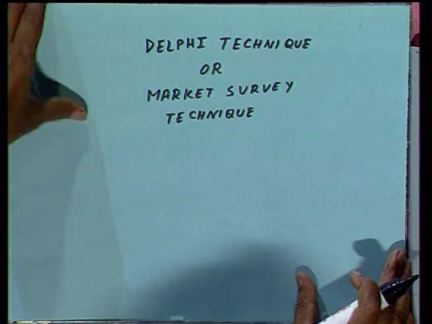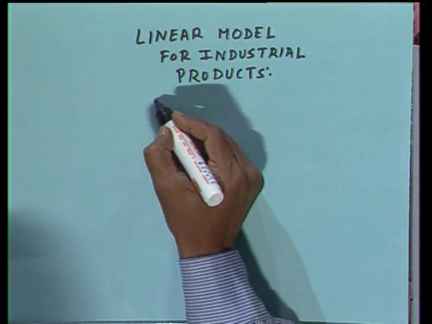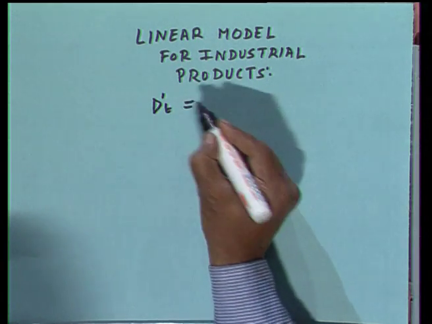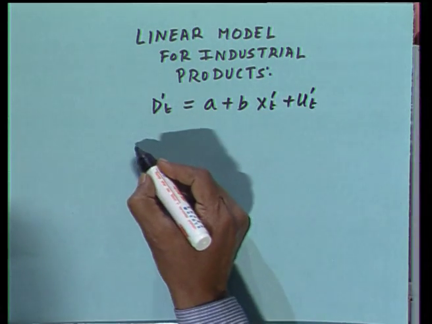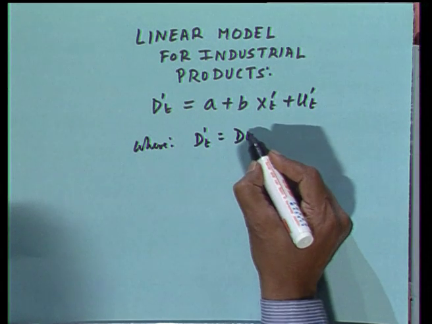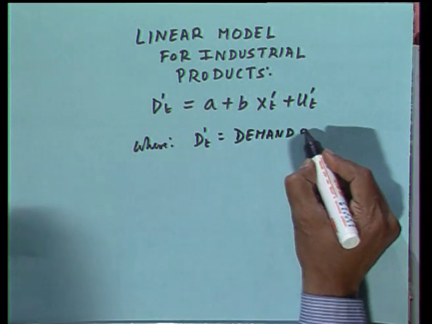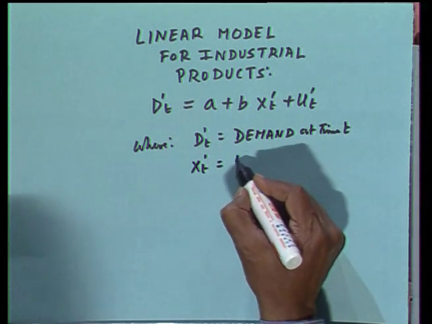Now, let us come to the industrial product. In the case of industrial product also, we have to identify the factors which influence the industrial product demand. In the case of industrial products, the linear model for forecasting the demand for industrial products is given by dt' = a + b xt' + ut', where dt' is the demand at time t and xt' is again the most influencing factor.